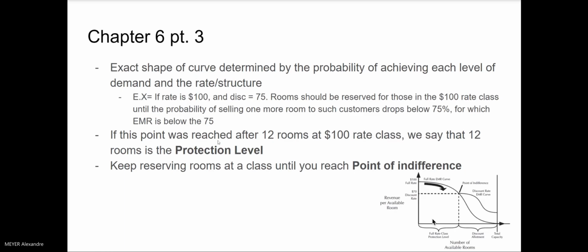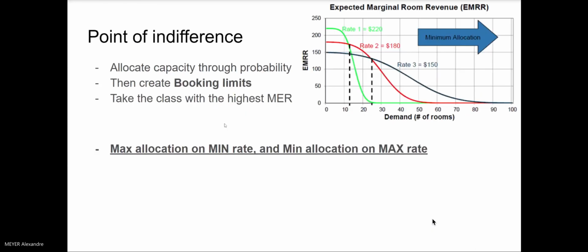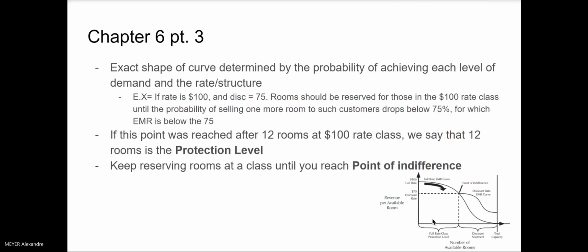And so in this case, if, for example, the percentage drops by 1% for every room you sell, well, on the 26th room, you're better off selling it at a discounted rate as opposed to selling it at $100, because you'll get more revenue. So we will see an example on this slide looking at essentially what a protection level is.